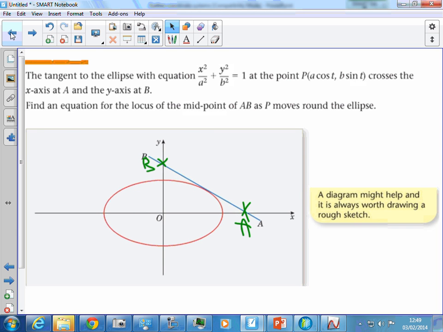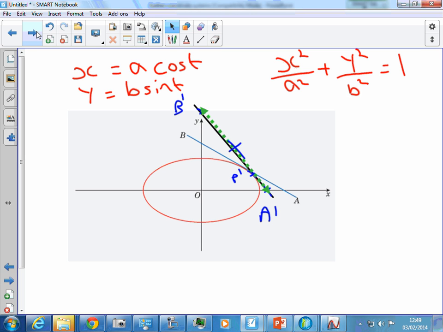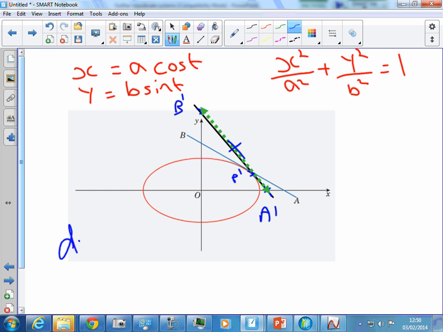Okay, so as t changes, what happens to all the midpoints? Can we get an equation for that? Well, it turns out we can. The first thing we need to do is work out the equation of the tangent. So what is the equation of the tangent to the curve? Like any straight line, we need the gradient of the tangent. So dy by dx, and it's parametric, so it's dy by dt divided by dx by dt.